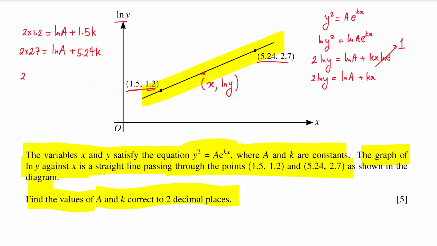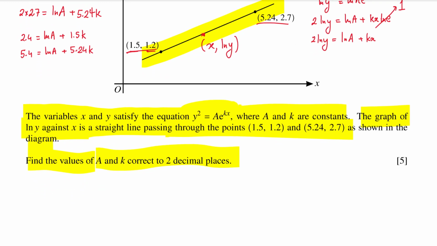It is 2.4 equals ln a plus 1.5k and 5.4 equals ln a plus 5.24k. Now it's a linear equation we are going to solve. I am going to subtract the first equation from the second equation.